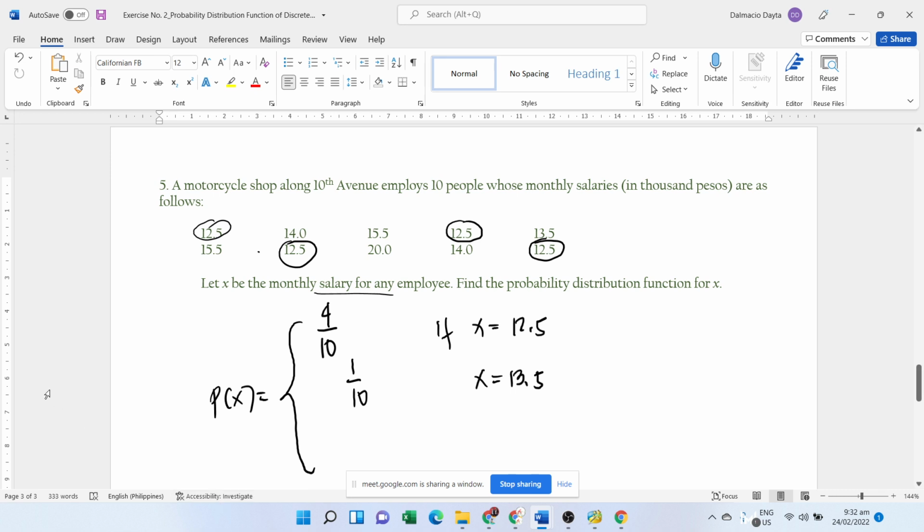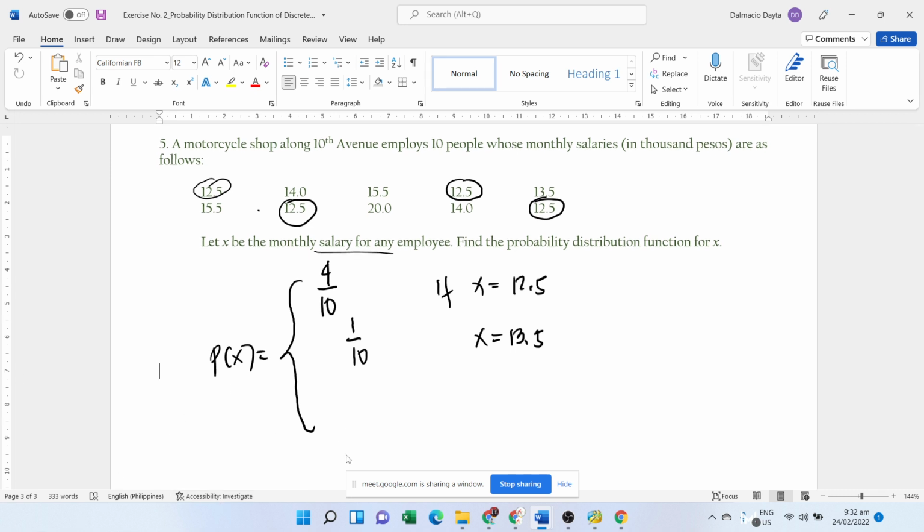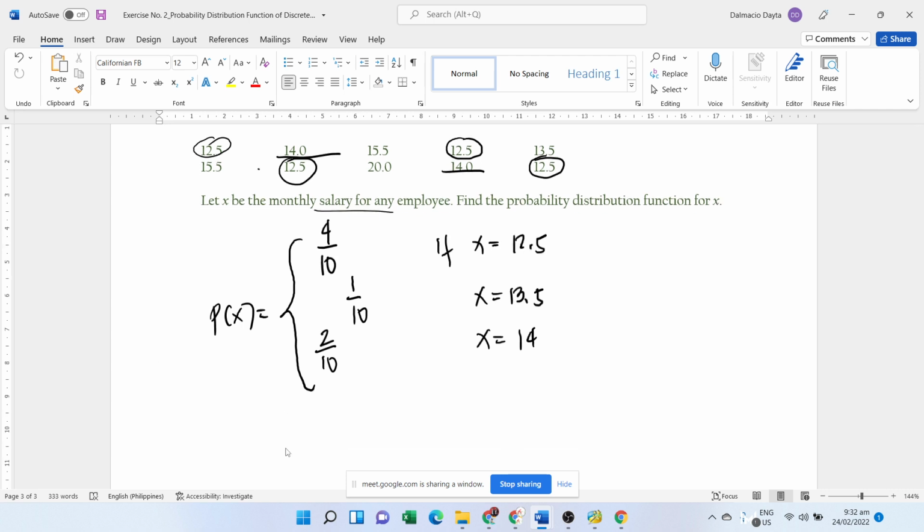Ano susunod sa 13.5? 14. Ilan yon? 1, 2. Dalawa lang? Dalawa lang. 2 over 10 if X equals 14. Next. 15.5. Dalawa lang din. E di sama na natin dyan. If X equals 15.5. Ha? 20. Isa lang. E di 1 over 10 din yan. 13.5 or 20. 4 over 10, 1 over 10, 2 over 10.